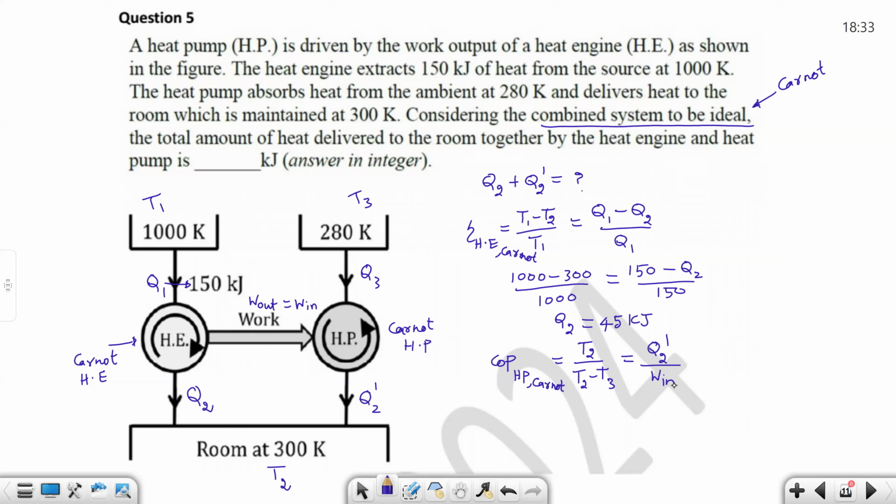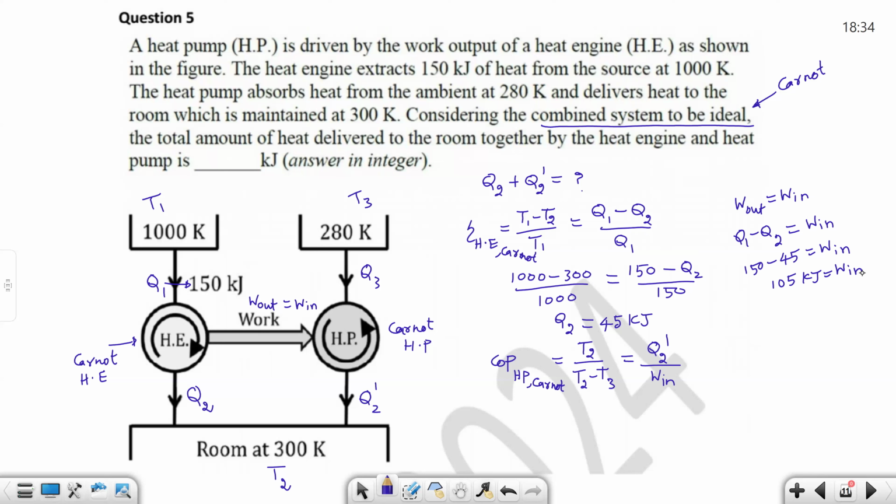Looking at the diagram, the work output of the engine is what is given as the work input to the pump. So what is the work output? Q1 minus Q2 is your work input. Q1 is 150, minus Q2 which is 45, so this will be 105. 105 kilojoule is the work input to the heat pump.